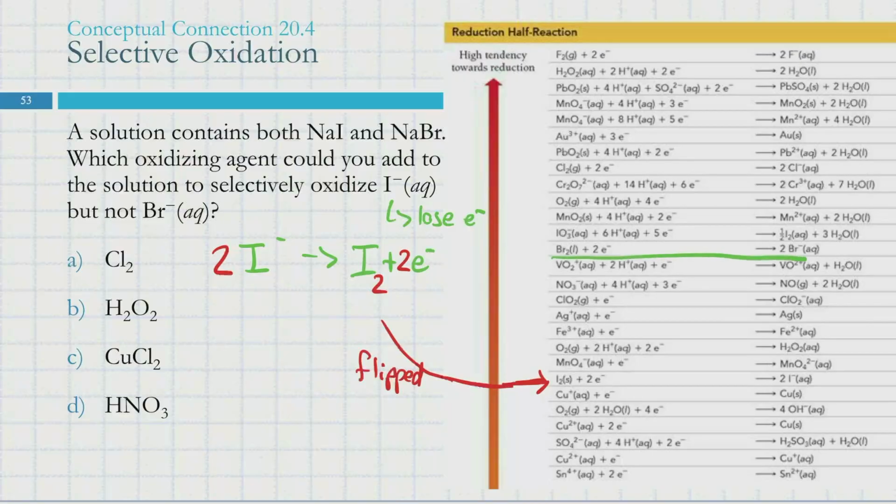So our Br minus reaction is up there with the green. If it's above this Br minus, this one is also flipped if we're oxidizing it. So this one's flipped. So if we have something above that, it'll also oxidize the bromide. So what we're looking for is something between these two. So this blue region, this is where we could find something that would oxidize the iodide, but not the bromide.